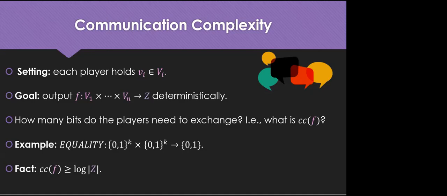A basic fact that we will use later is that the communication complexity of each function is at least the log of the size of its image. And the intuition for this fact is that if just specifying the output takes at least log of the image size bits, then you can't do anything better than this.